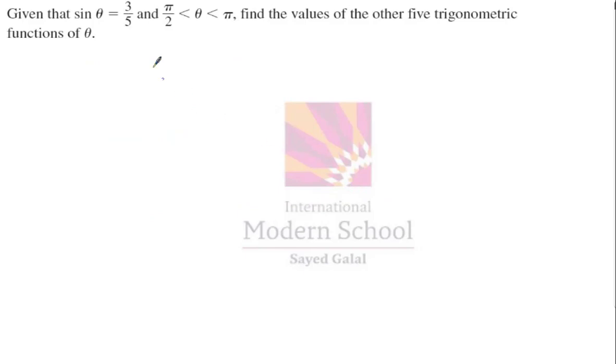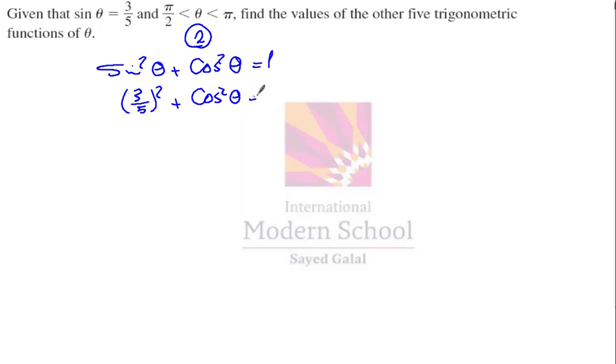Given that sine theta equals 3 over 5, theta in the second quadrant between pi over 2 and pi. Find the value of the other 5 trigonometric functions by using the identity sine squared theta plus cosine squared theta equals 1. Sine equals 3 over 5 squared, plus cosine squared theta equals 1. Then cosine squared theta equals 1 minus 3 squared over 5 squared, which is 1 minus 9 over 25 equals 16 over 25.